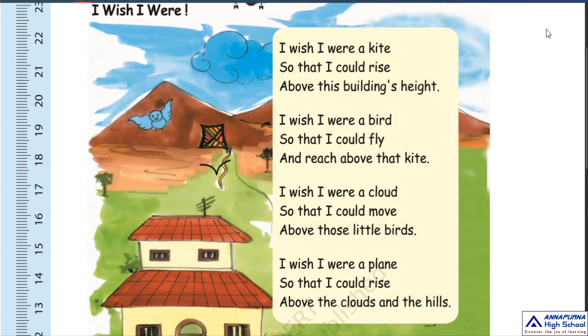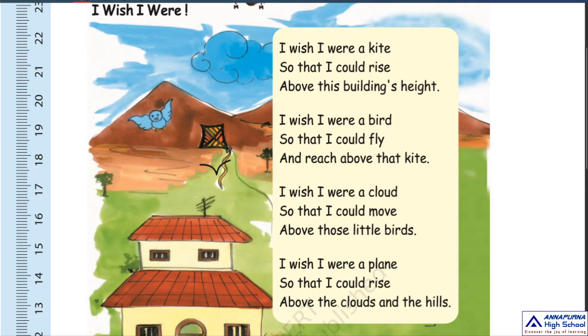After that, what does he want to become? I wish I were a plane, so that I could rise above the clouds and the hills. Above the clouds and hills, he wants to fly high. First he wants to become a kite, then a bird, then a cloud, at last a plane. So in poems, in simple words, they come with an intensity, with a depth, and give big expressions in simple words.